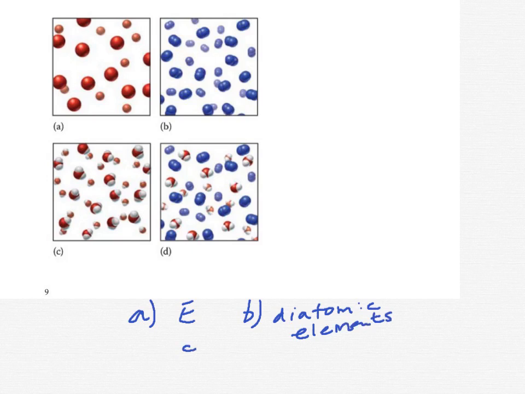Now C, you can see again, 2 white, 1 red, therefore different elements together in units. That would be an example of a compound, most likely again water. D contains different things together. D is a mixture.